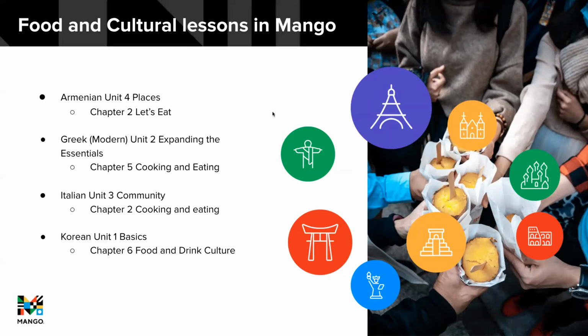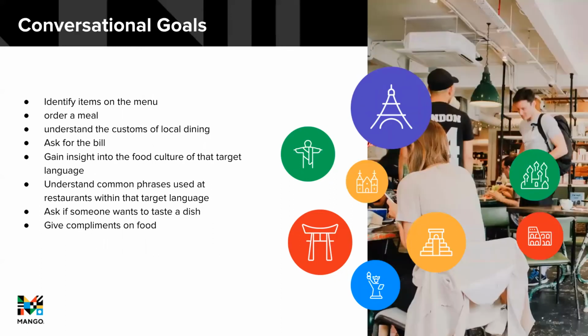But overall, some of the common conversational goals that you can find amongst these courses, I have listed up here. Things like identify items on the menu, how to order a meal, understand the customs of local dining, ask for the bill. You're going to gain insight into the food culture of that target language, understand common phrases used at restaurants within that target language. You're going to be able to ask if someone wants to taste a dish and give compliments on food, just to name a few.